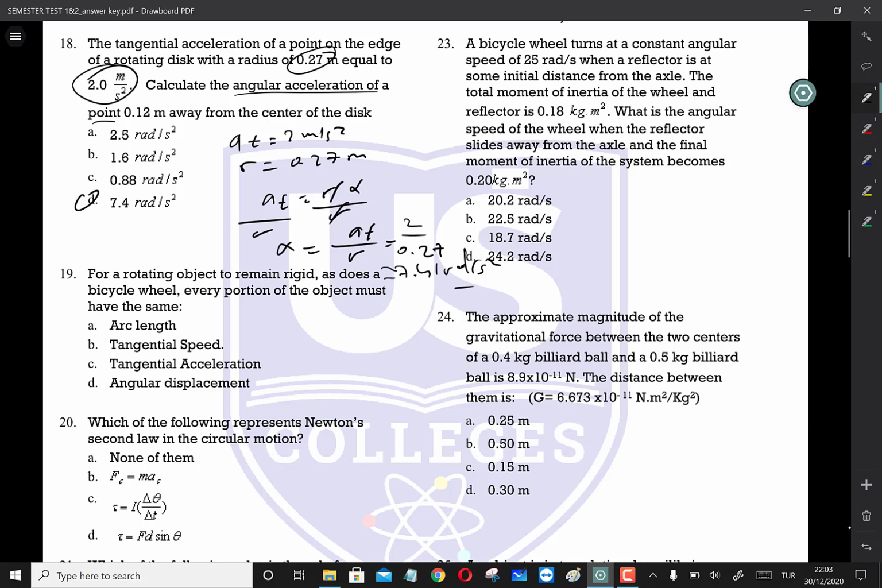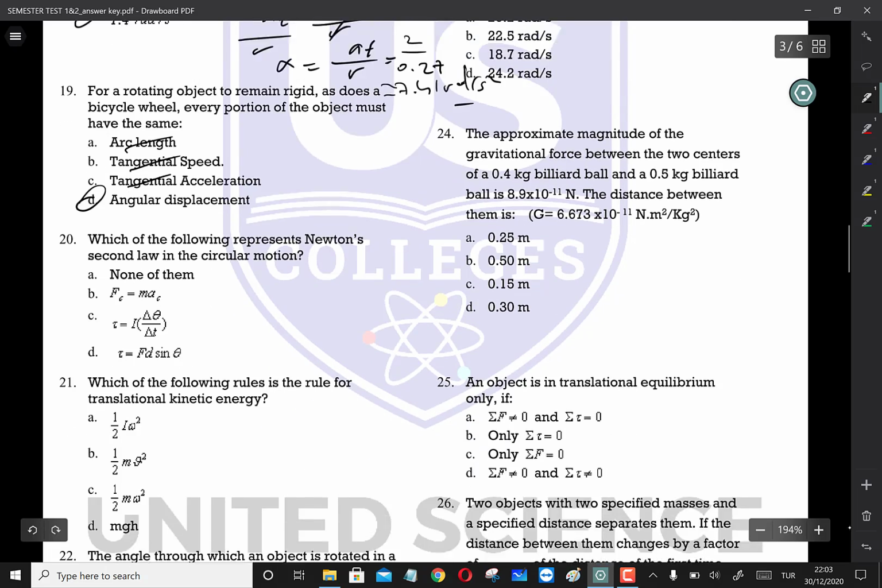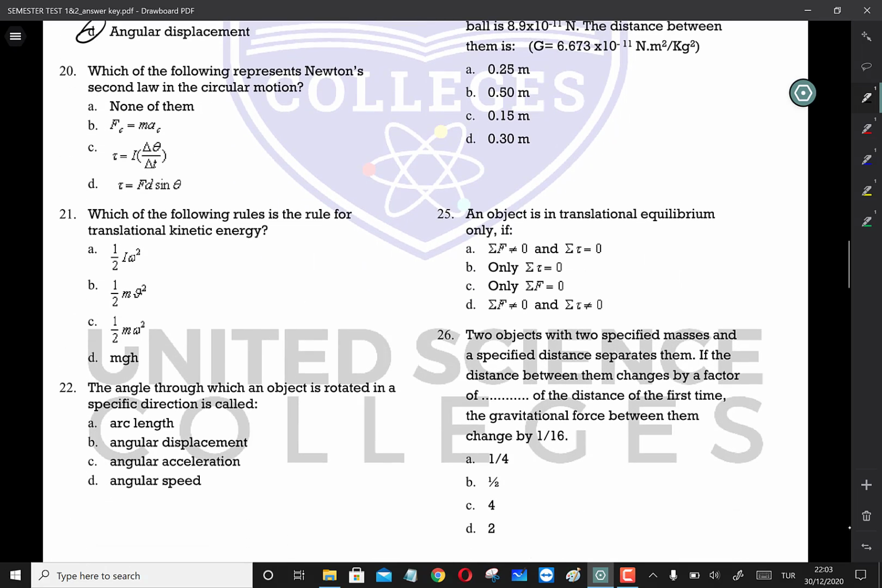For a rotating object to remain rigid, as does the bicycle, every portion of the object must have the same angular quantities. So which one is angular? This is not angular. Displacement is an angular quantity. Which of the following represents Newton's second law in circular motion? Newton's second law in circular motion is this one, B: Fc is equal to m times ac.